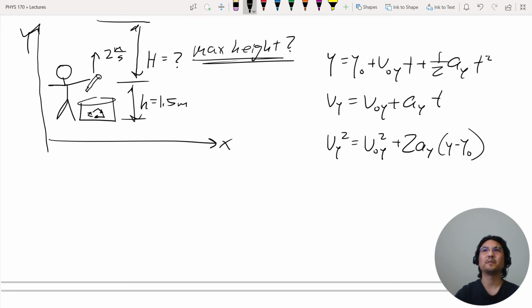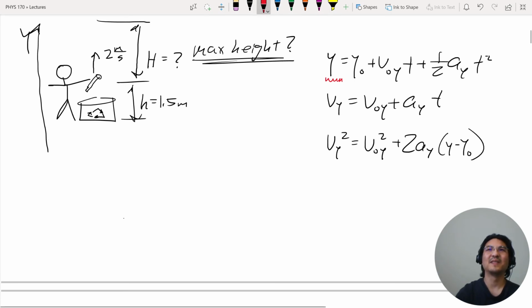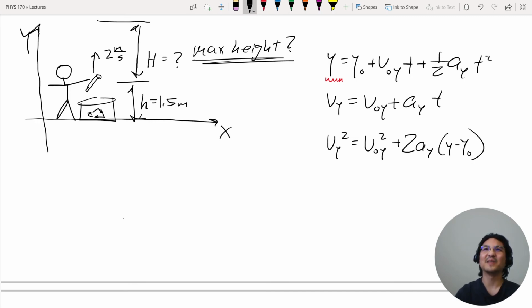Okay, so we're trying to find the max height. So that's some kind of value, right? And then let me draw my coordinates a little bit. I'll put the origin here. There you go. Okay, so the initial position is 1.5. So I know this, right? That's 1.5. I know this.